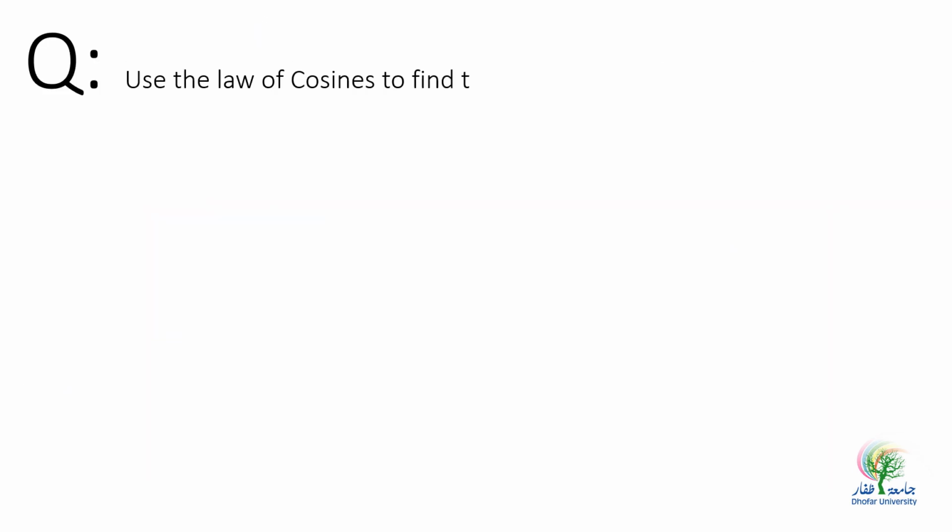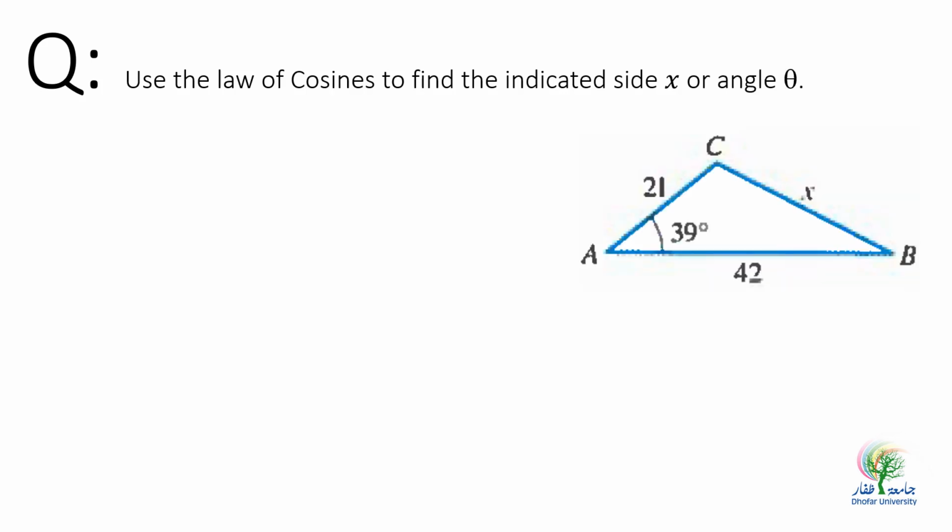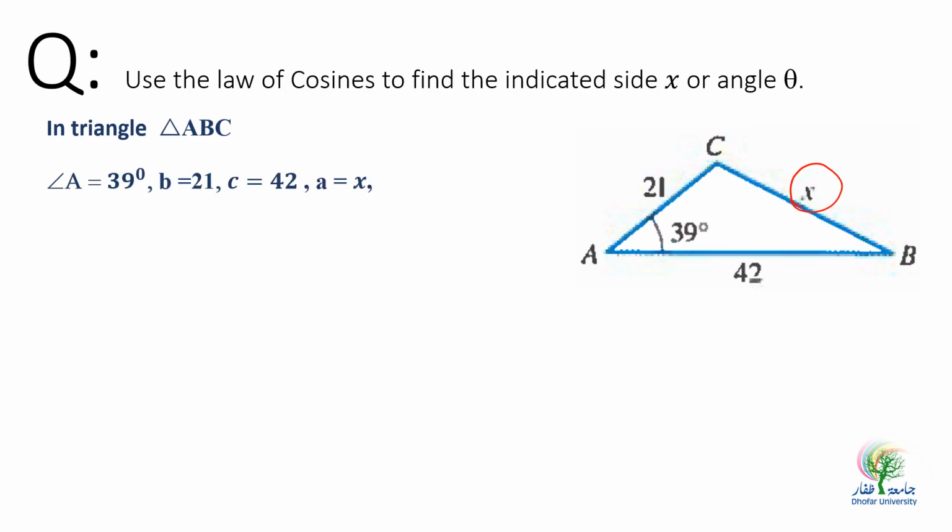Use the law of cosine to find the indicated side x or angle theta. In the first question, we have to find side x. In the triangle, we have angle A equal to 39, side b is 21, and side c is 42. We have to find A, or x.